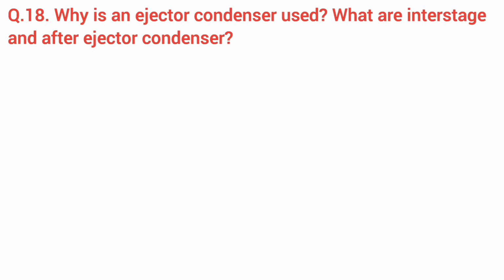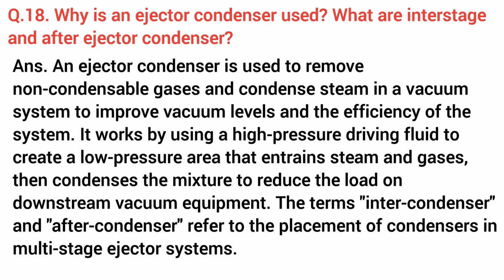Why is an ejector condenser used? What are interstage and after ejector condenser? An ejector condenser is used to remove non-condensable gases and condense steam in a vacuum system to improve vacuum levels and the efficiency of the system. It works by using a high-pressure driving fluid to create a low-pressure area that entrains steam and gases, then condenses the mixture to reduce the load on downstream vacuum equipment. The terms intercondenser and after condenser refer to the placement of condensers in multi-stage ejector systems.